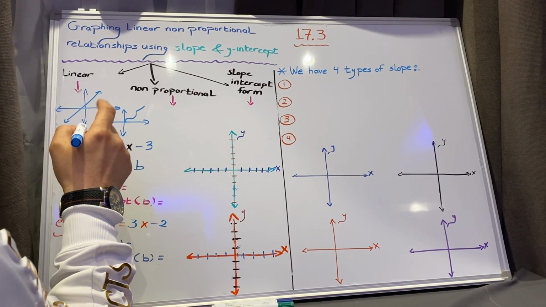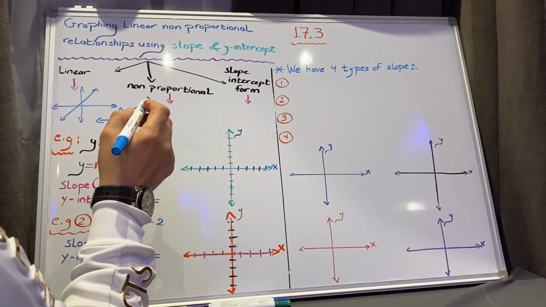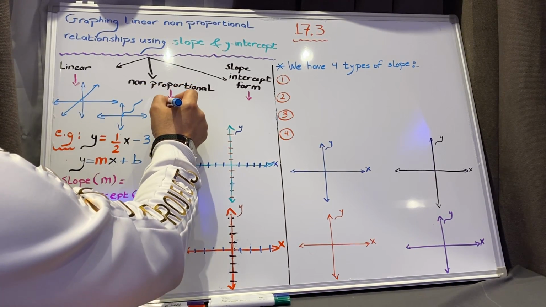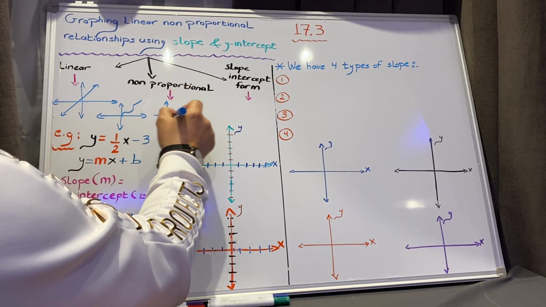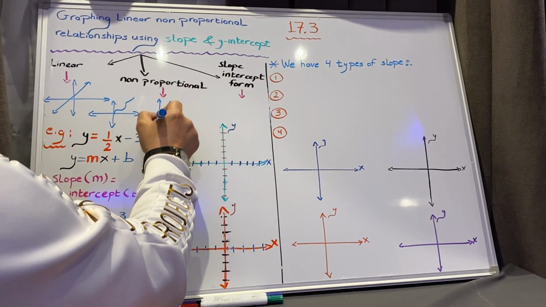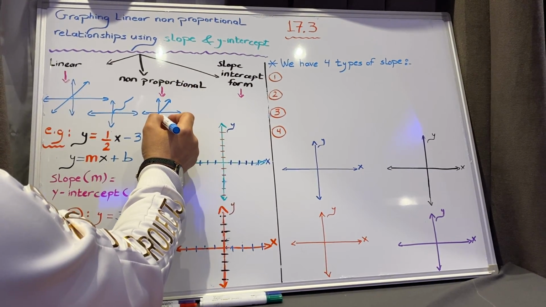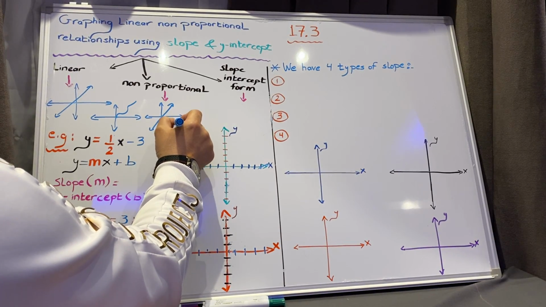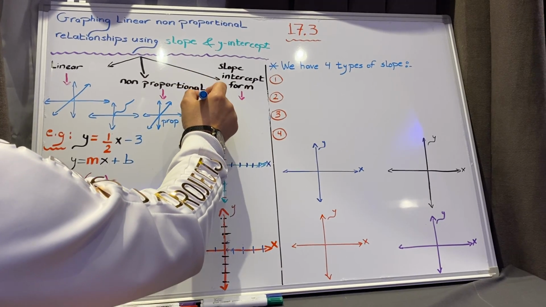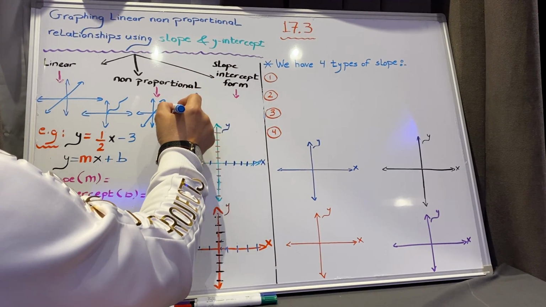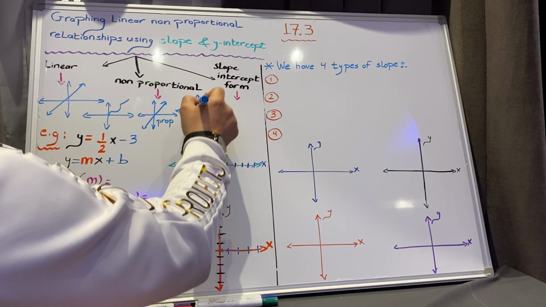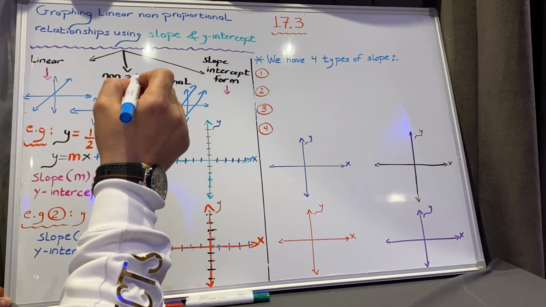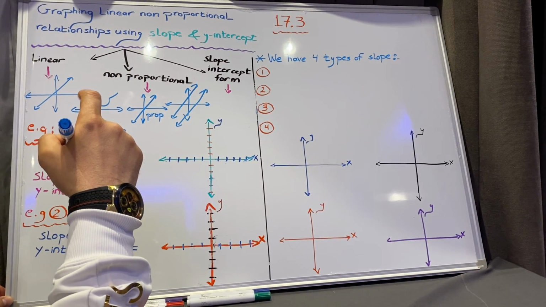And for non-proportional, we have two kinds of relationships, proportional and non-proportional. Proportional, guys, is when the line crosses the origin, then we name this equation a proportional relationship, while non-proportional is when the line does not cross the origin. It could be in this position, could be in this position, no problem, guys, but it must not cross the origin.